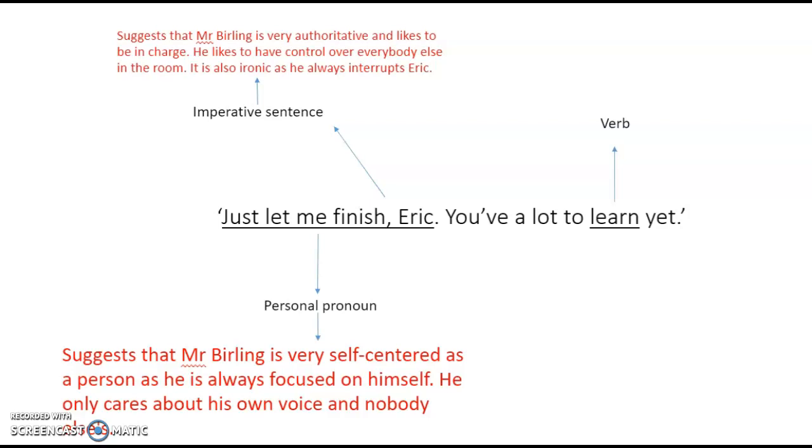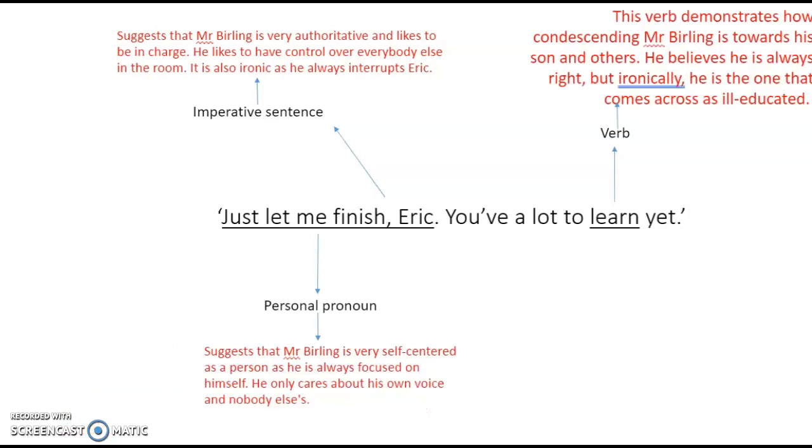And then finally, for the verb "learn", I have put this verb demonstrates how condescending Mr. Birling is towards his son and others. He believes he's always right, but ironically, he's the one that comes across as ill-educated. So we have a man here who is telling his son he has a lot to learn, as if he knows everything, essentially. But we know that that's not the case, because he talks about how there isn't going to be a war and how the Titanic is unsinkable. So you could draw in those kinds of ideas as well.